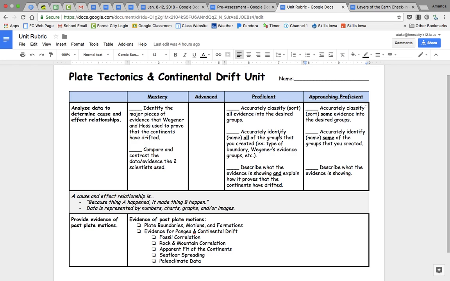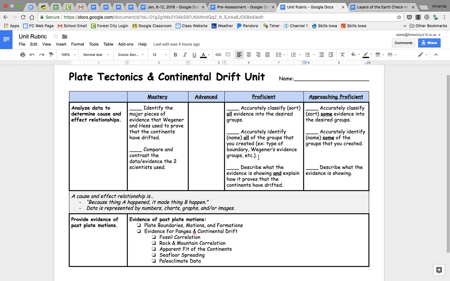Accurately identify or name all of the groups that you created. For example, the type of boundary, Wagner's evidence groups, etc. And similarly, in the approaching proficient column, it's accurately identify or name some of the groups that you created. So the first indicator asks you to split things into the groups, and then the second indicator asks you to tell me, what is this group? What does everything in this group represent? So it might be all these things have to do with a convergent boundary. You call it convergent. Or all these things are examples of fossil evidence.